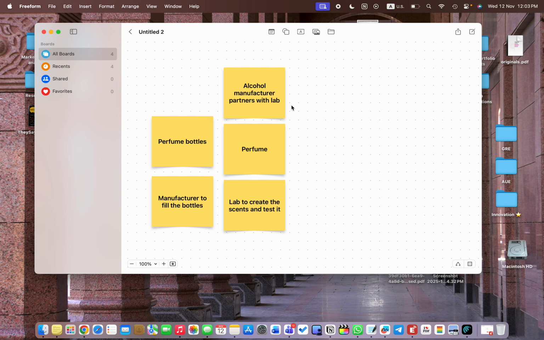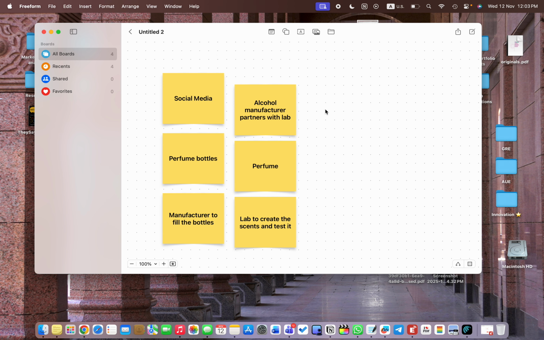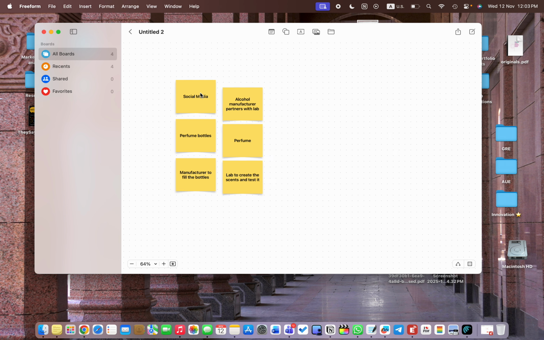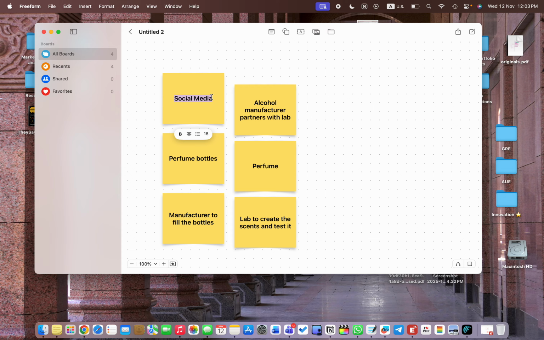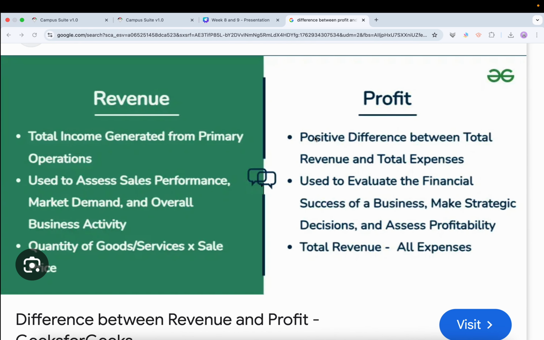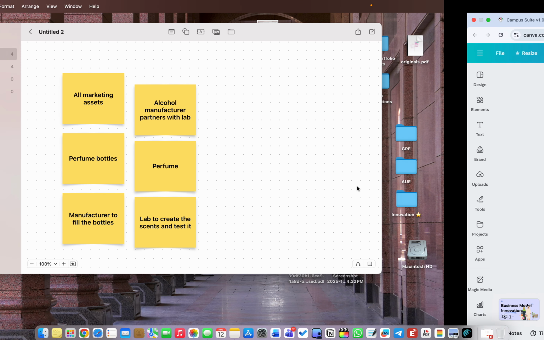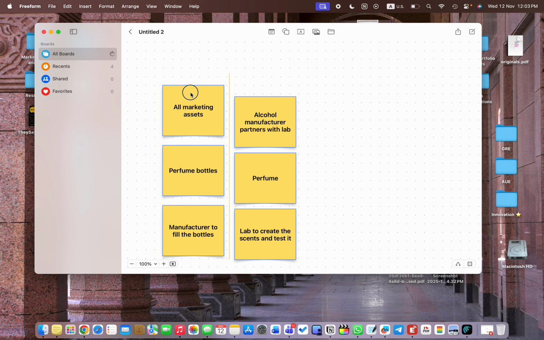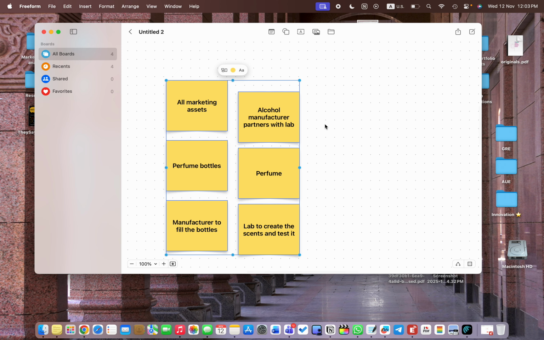What else do you need for a perfume business? How do you deliver it? A page, like social media. Social media, right? Instagram, TikTok. This is great. Okay, so a website. But let's say all marketing assets. Let's not go into depth right now. This would be good if we were filling this out, but right now I'm just trying to give you a simple example of the difference between profit and revenue. Okay, so here.